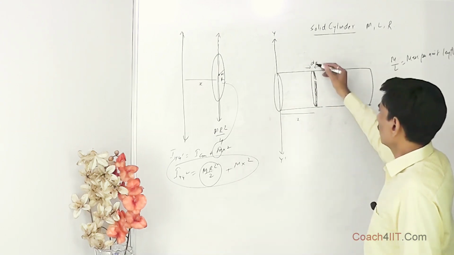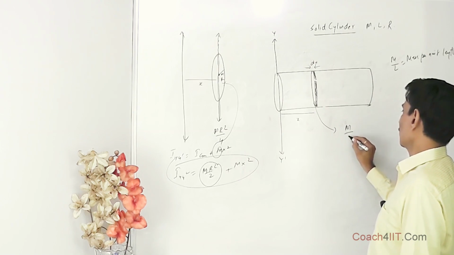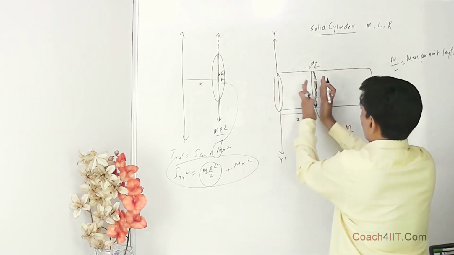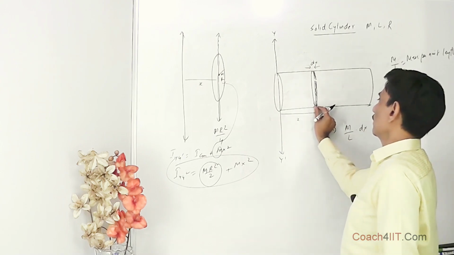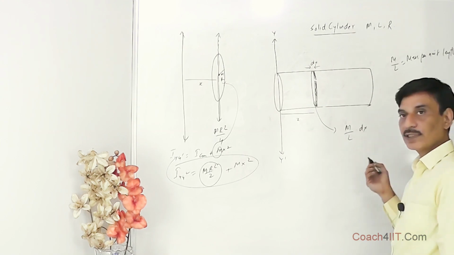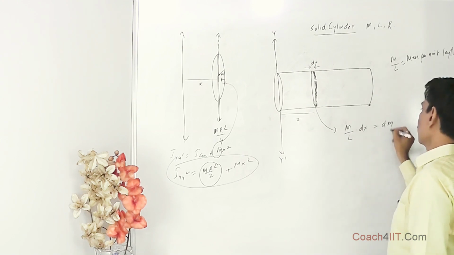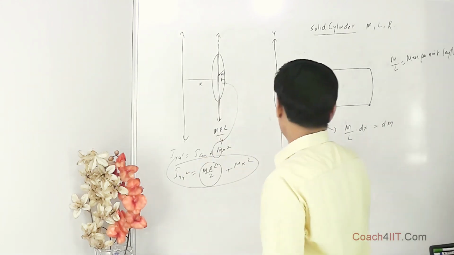So this is a disc. What is the mass of this disc? Total mass upon total length into dx. That is mass per length, and if the thickness of any section is dx, its mass is going to be m by L into dx. So this is going to be dm, a differential element of mass of this disc.